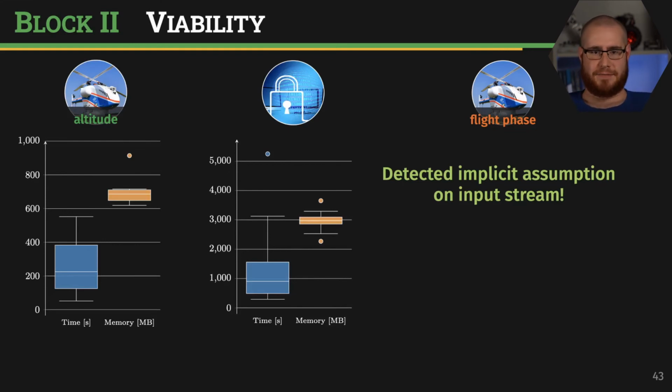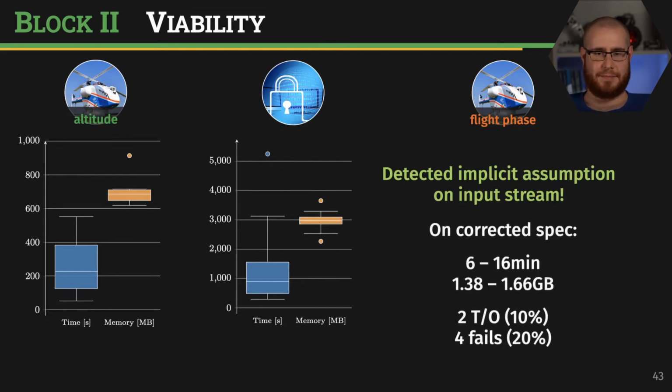Then we corrected the specification and wanted to see, are we still able to verify it? And on the corrected specs, the running time was between 6 and 16 minutes, and the memory consumption was around 1.5 gigs. This was perfectly fine. However, out of the 20 runs, 2 of them timed out. This is exactly 10% of the runs, and 4 of them failed.